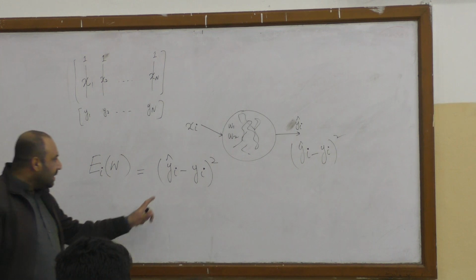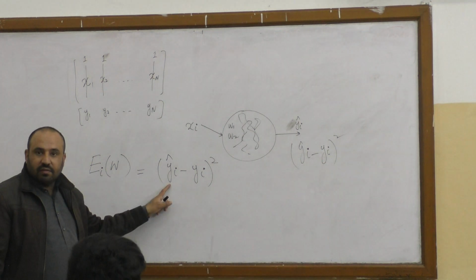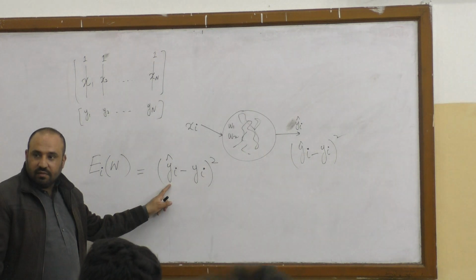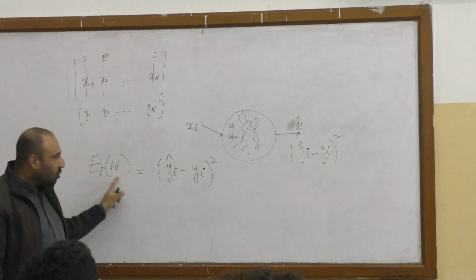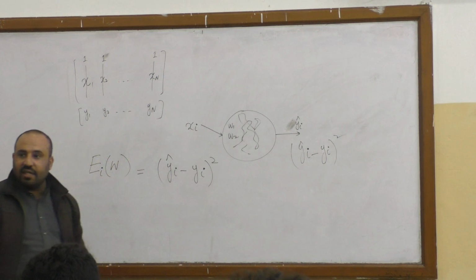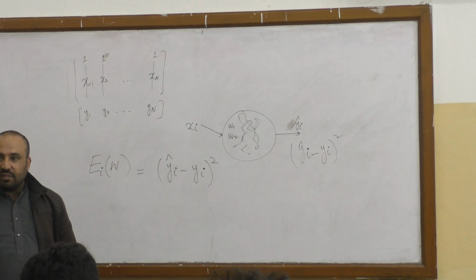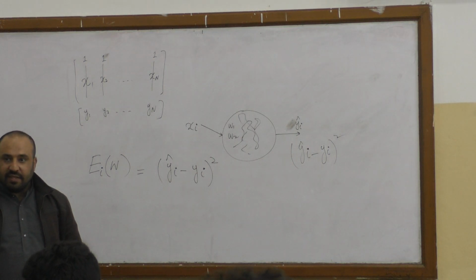This is the output of the neural network on input xi. This is the actual label. You want these w's so that this error is as minimum as possible on all the examples. Make sense?